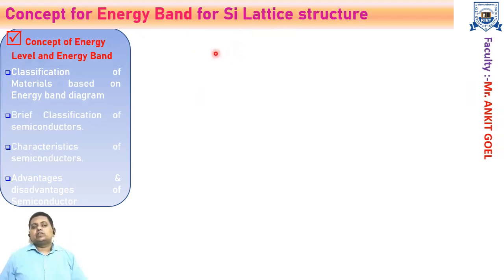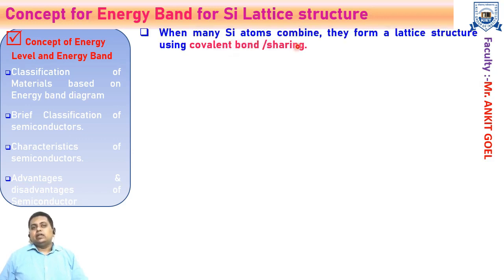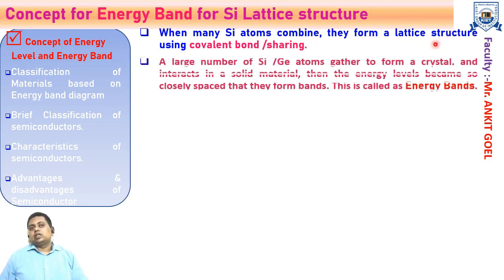After discussing the energy level for a single silicon atom, let's combine the silicon atoms and understand the concept of the energy band. When many silicon atoms are combined, each silicon atom will donate or share an electron with the adjacent silicon atom and form a covalent bond. Due to this covalent bonding, they form very tightly bound lattice structures. These large numbers of lattice structures form the crystal and interact in a solid material, and the energy levels become so closely spaced that they form bands. These bands are called the energy bands.